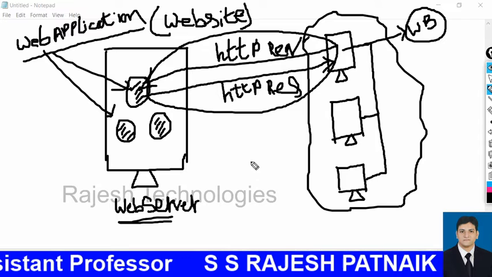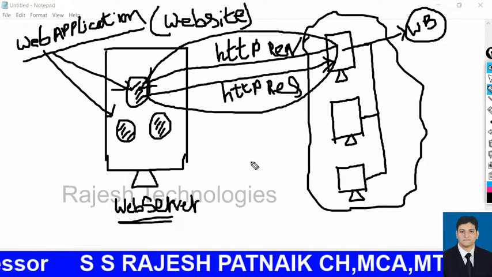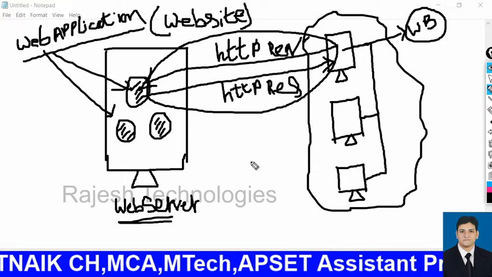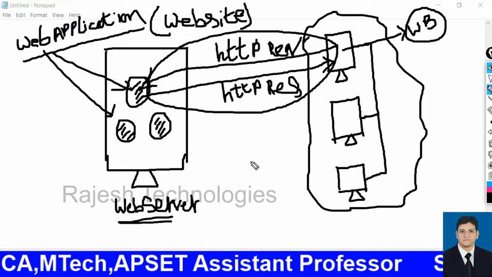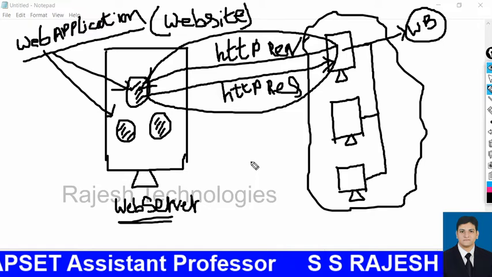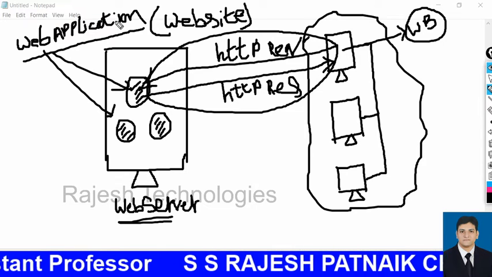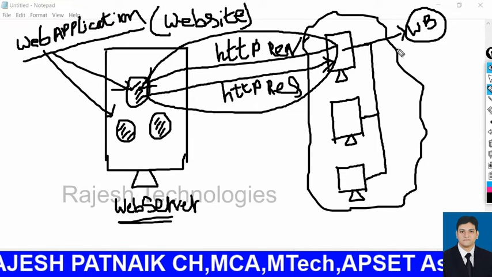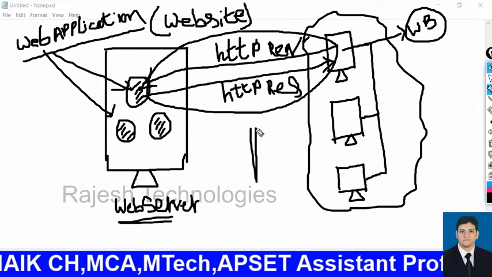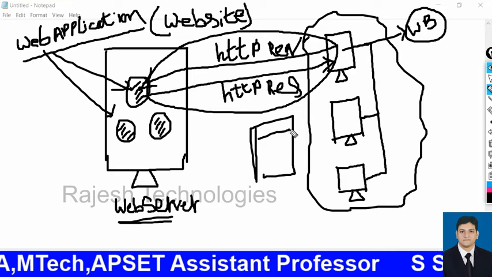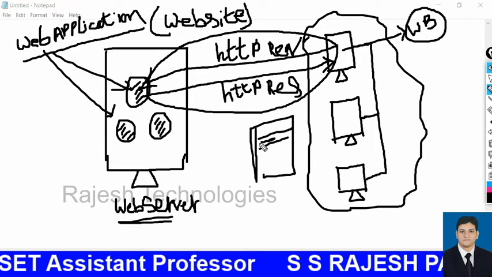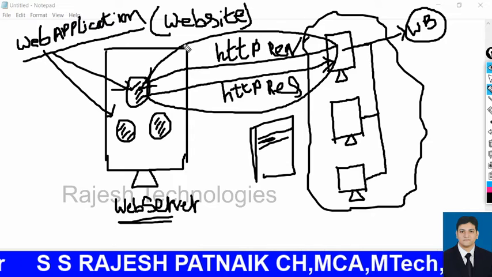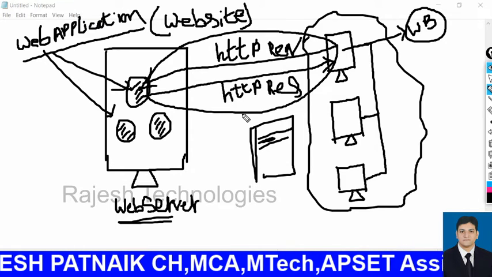A web server is a software which provides an environment to write the server programs. The server programs reside in the web server only. Generally we make the request from the web browser, and in the web browser we type the URL. Then the request and response will happen.